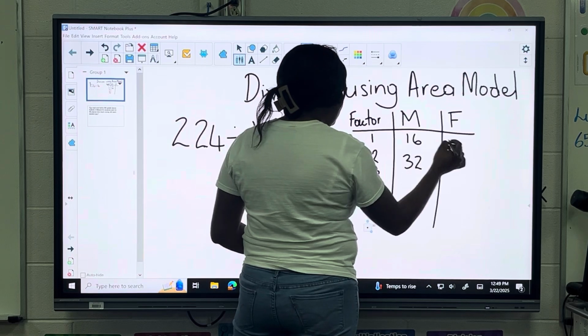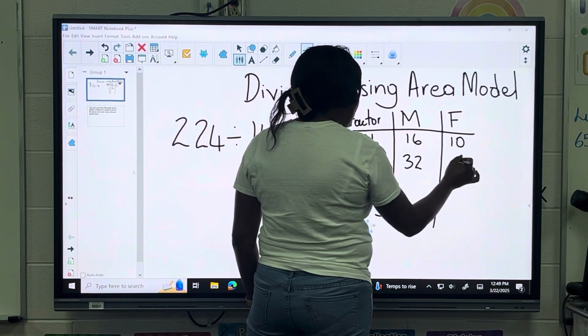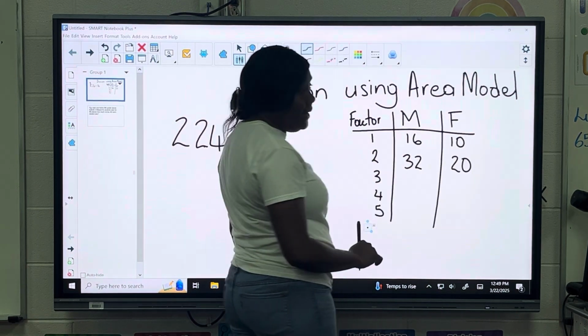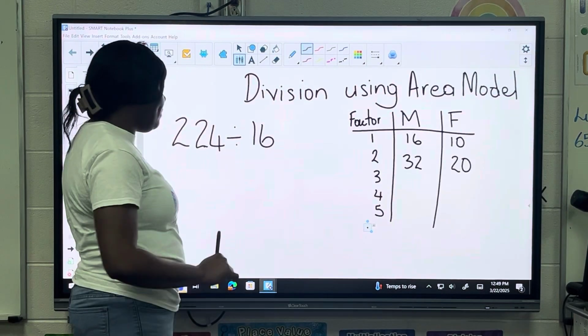So now I'm going to do my friendly numbers. I'm going to do 10. I'm going to do 20. I'm not going to do any more. I'm going to now go and draw my area model.